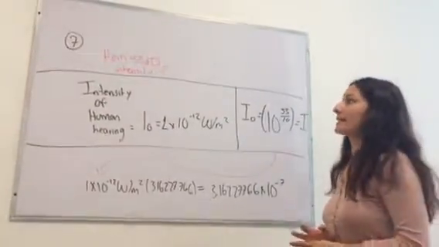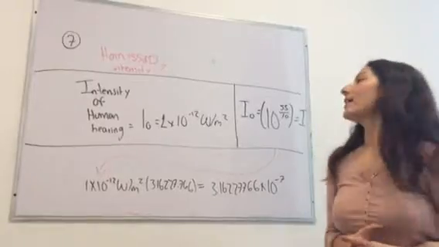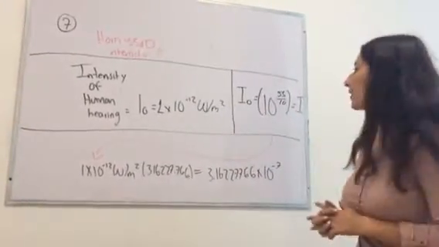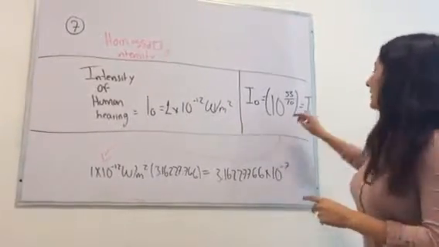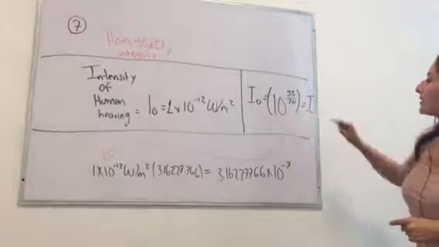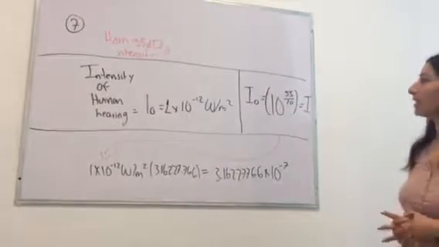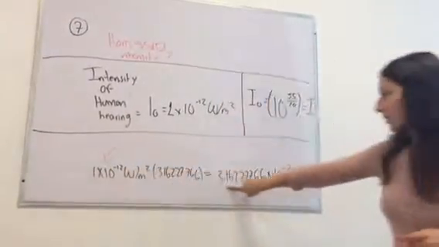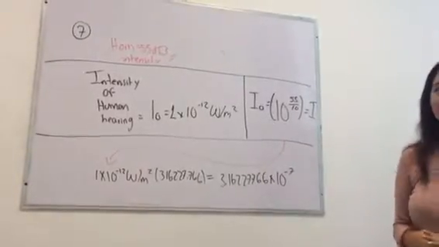In the seventh problem, they ask us the intensity of a 55 decibel horn. Then we need to use the intensity of human hearing value of 1 times 10 to the minus 12. So we clear the formula to get 10 to the 55 over 10, and that value we multiply by the intensity of human hearing. So we get the value of 3.16 times 10 to the minus 7.